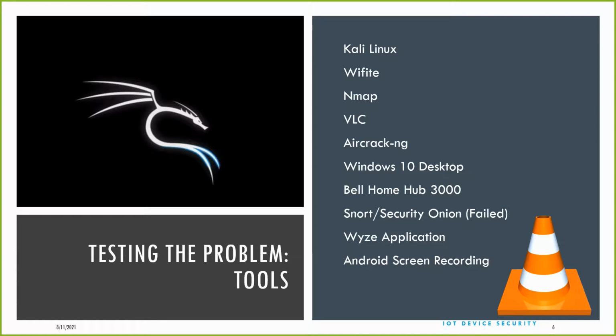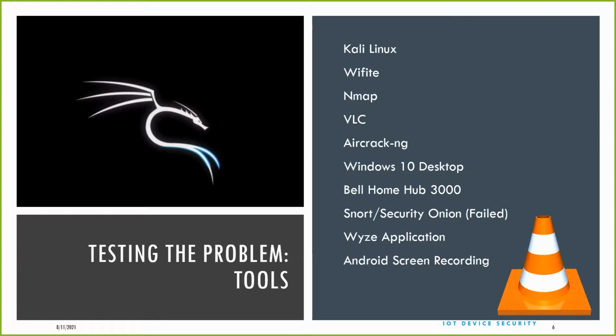So some of the tools we use to test this problem, I'll start off with the attack tools. We use Kali Linux as our main operating system for the attack machine, and use three standard tools with it. These are tools that come with the machine: Wifite, Nmap, and aircrack-ng. We used Wifite primarily for the WPA attack, aircrack to decode the packets, and Nmap for network scanning. VLC was used to view the RTSP stream.